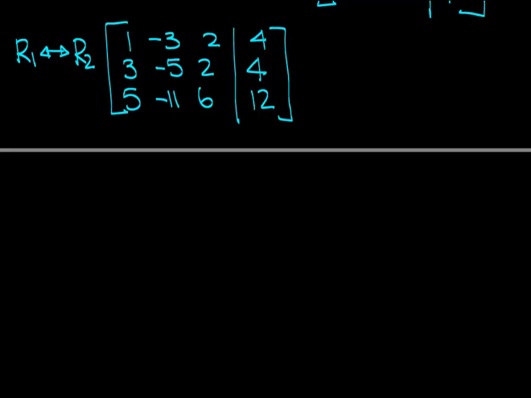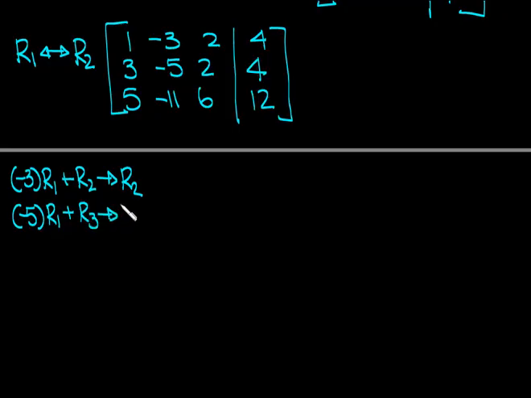Okay. So now that I have the 1, I'm going to use that 1 to make everything below it 0. So I'm going to multiply this 1 by something so that when I add it to the 3, it'll be 0. So it's negative 3 times row 1, added to row 2, will give us a new row 2. Then you have negative 5 times row 1 plus row 3, which will give us a new row 3. Row 1 is unaffected, so let's copy that down.